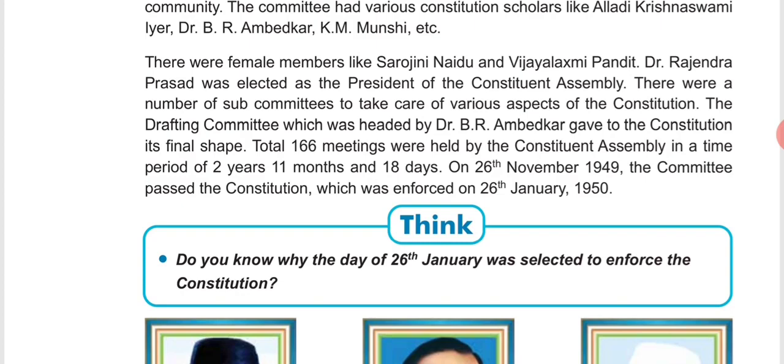On 26th November 1949, the committee passed the constitution. That means the constitution was finalized, and it was enforced on 26th January 1950. Enforced means it was implemented on 26th January. As I told, our constitution was implemented, and therefore it was a very big achievement and a great day for us. Therefore we celebrate it in the form of Republic Day.